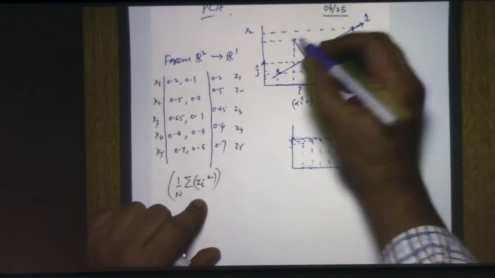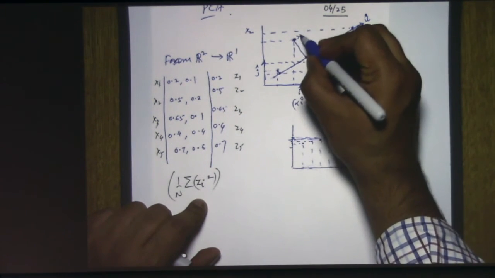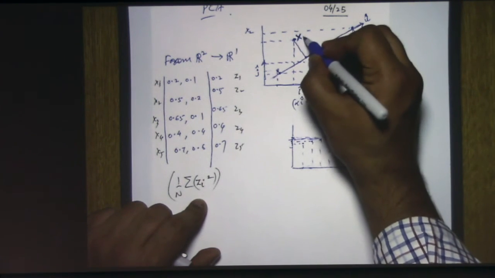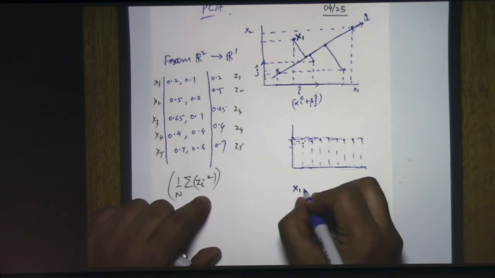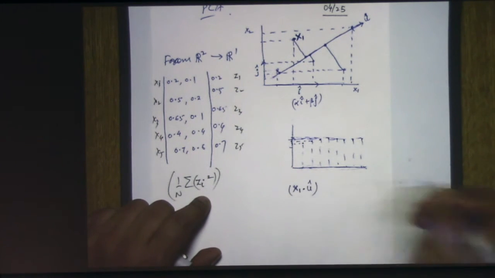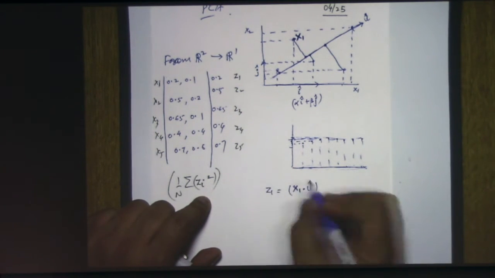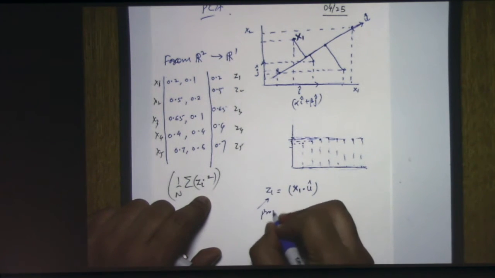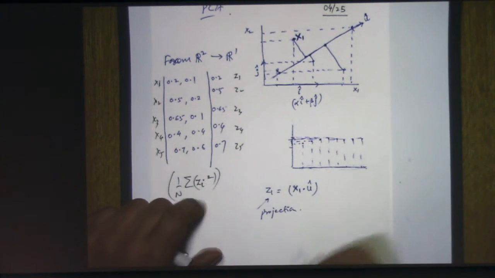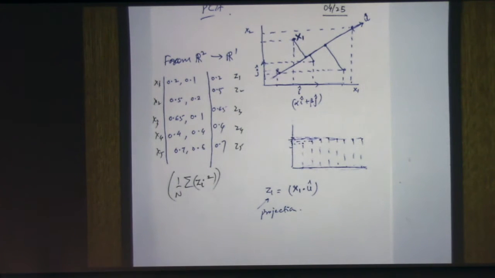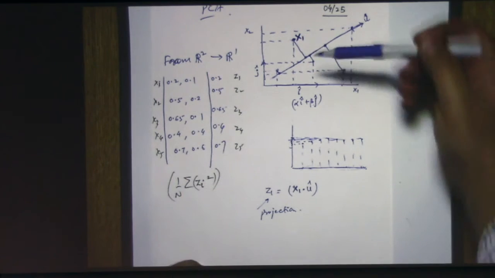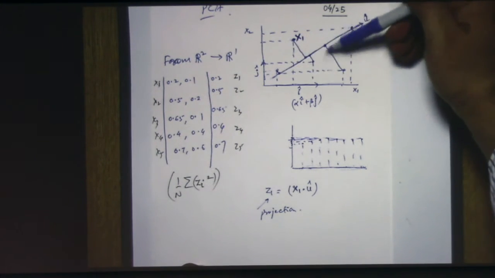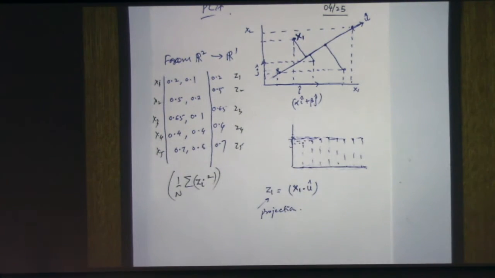So if you want to project this point, let's say this is bold x1, all you do is take the dot product of x1 with u hat, right? So this is the projection. So the idea is that you want to find the direction of the line such that when you project the data points on it, it gives you the maximum variance. All right? So let me give you another example.